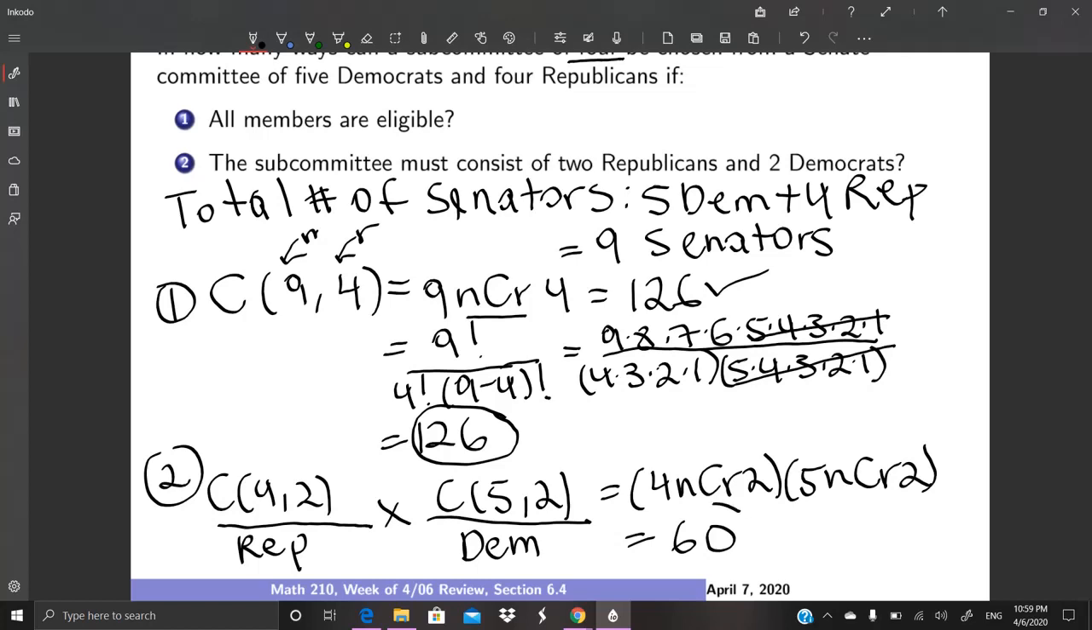If these 2 examples made sense, that's really all you need to know for the quiz for at least the 6.4 part of it. That's all you need. Okay?